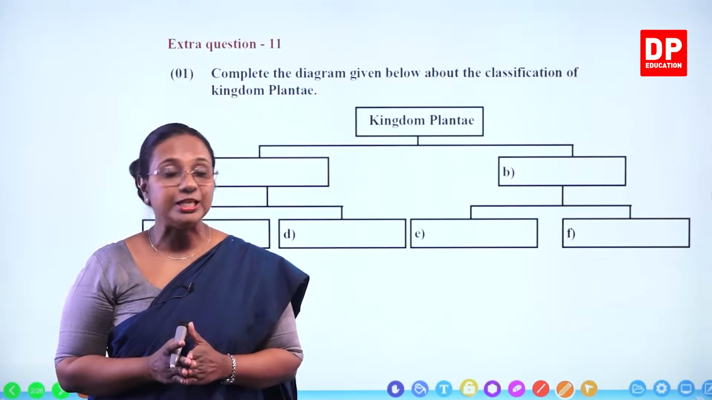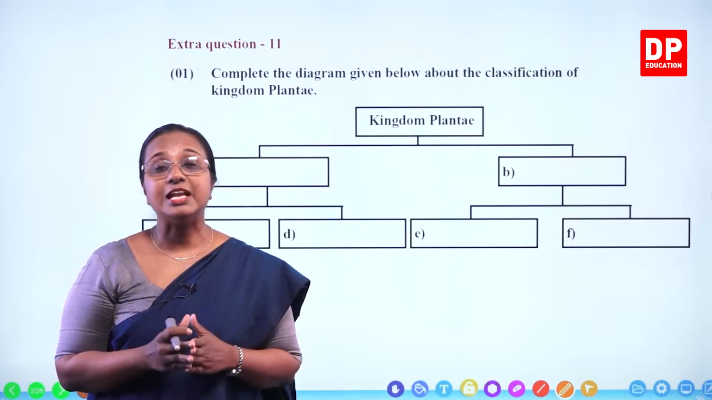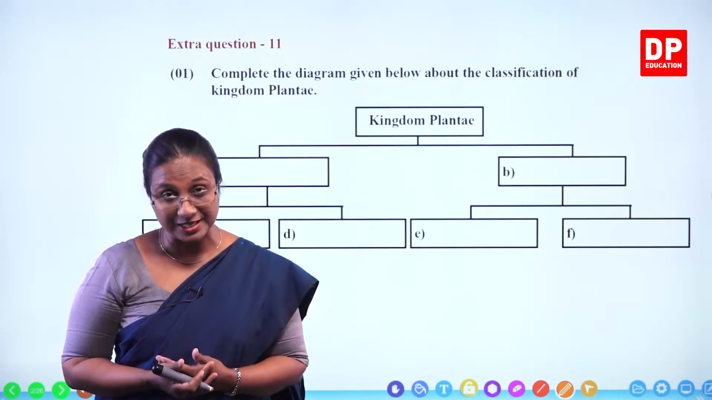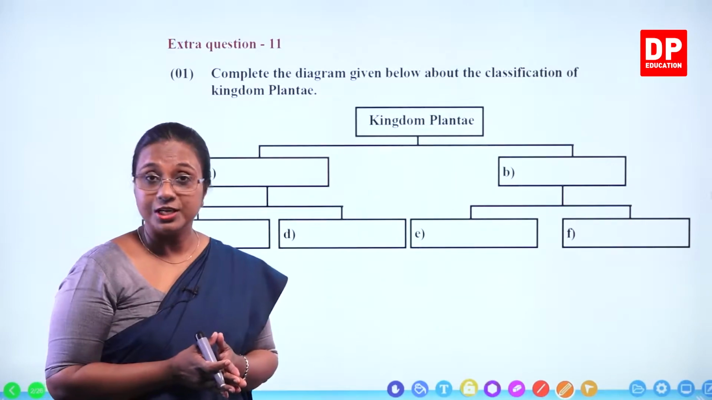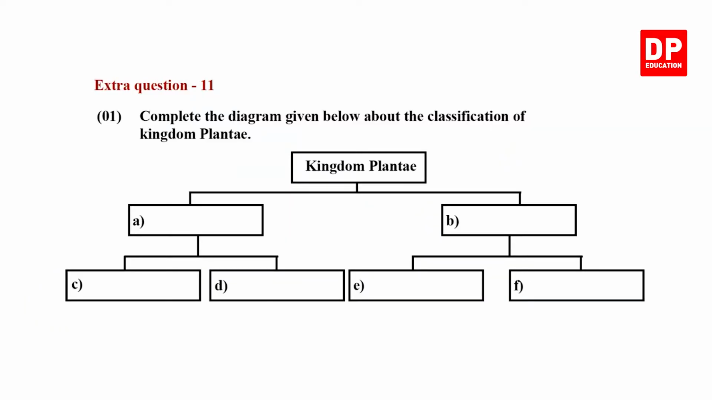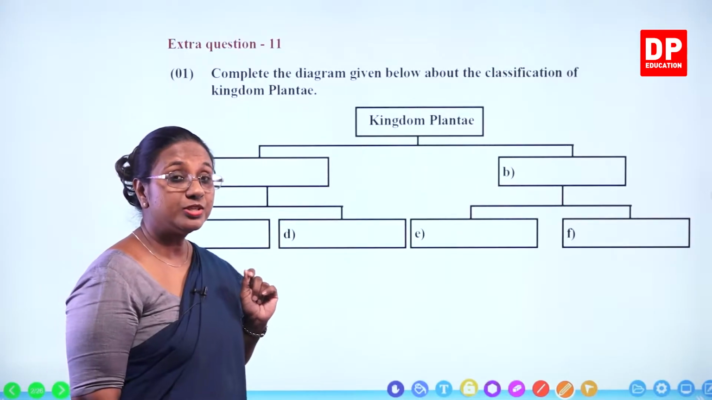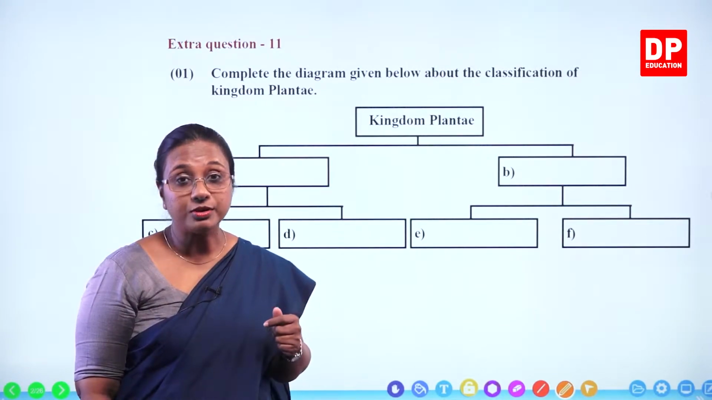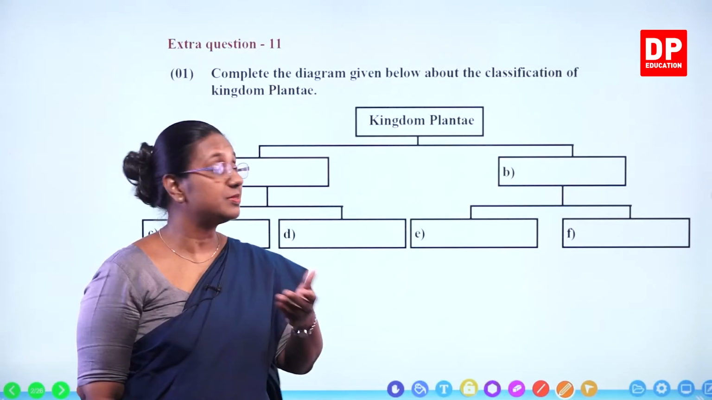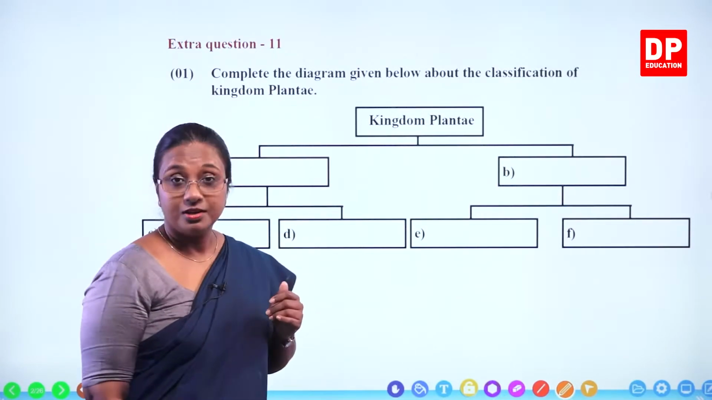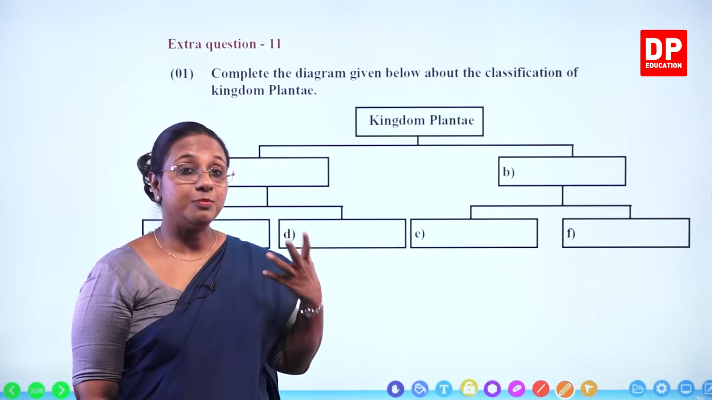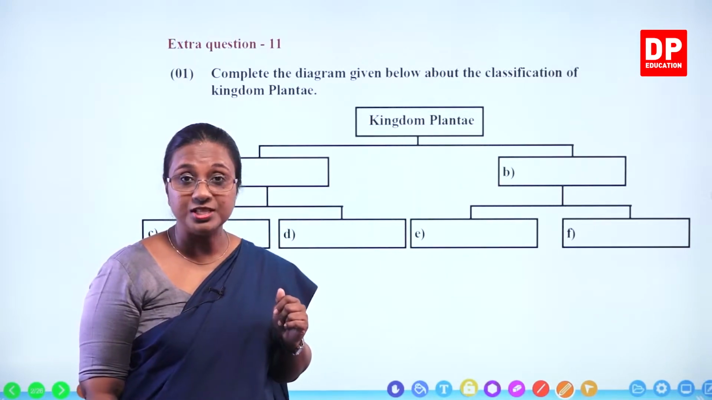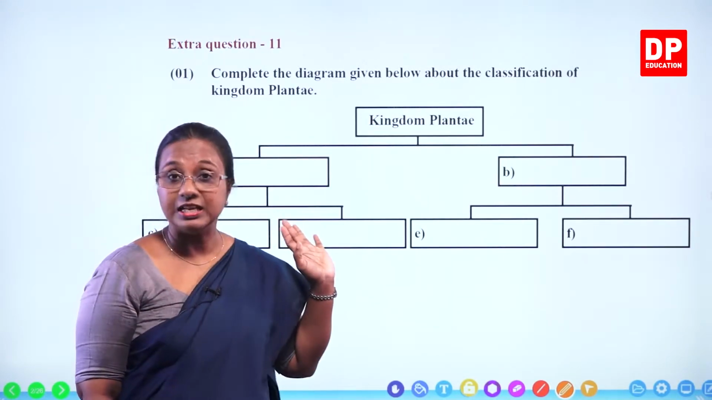So, I'm going to continue with the extra questions related to classification and nomenclature in the lesson World of Life. Extra question 11. Complete the diagram given below about the classification of kingdom Plantae. So, you all know, students, kingdom Plantae comes under domain Eukarya. All are eukaryotic, multicellular organisms. They are all plants. So, they have a cellulose cell wall, they possess chlorophyll, so they do photosynthesis. Those are the features of kingdom Plantae.